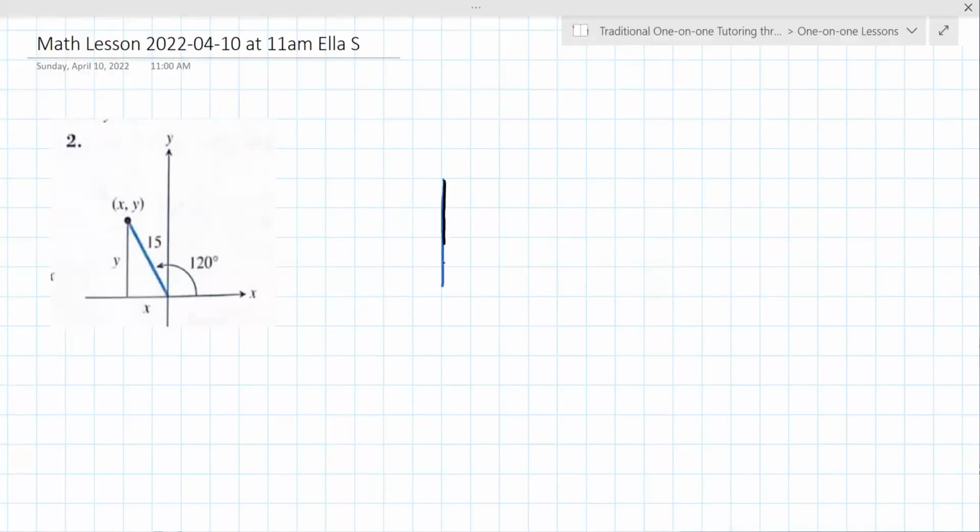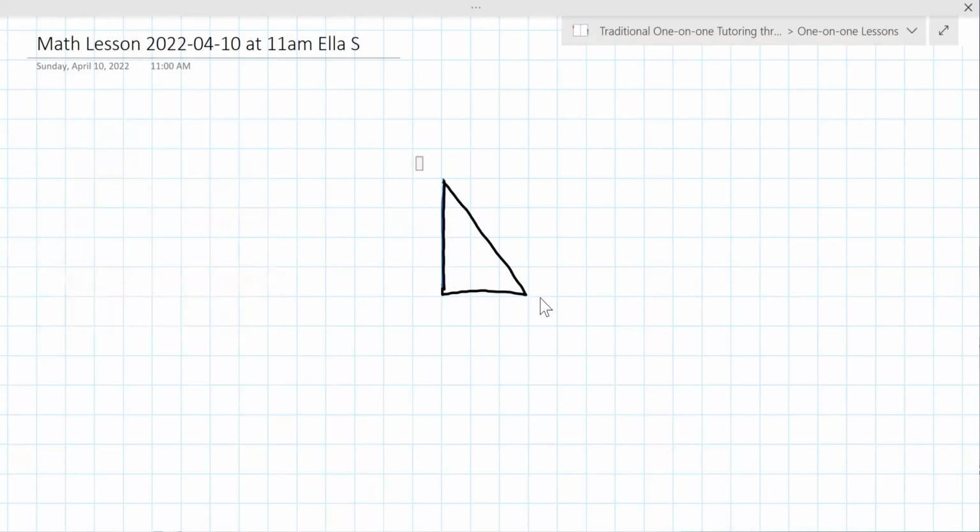The values of x and y are the legs of the triangle there. Oh, so wait, this part is just the quick review. It's the exercises. Okay, yeah. All right, let me go grab those and restart here.